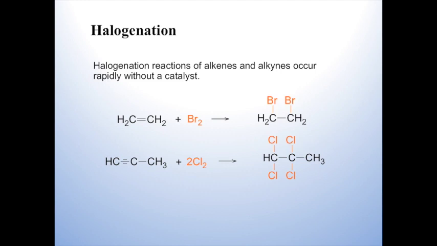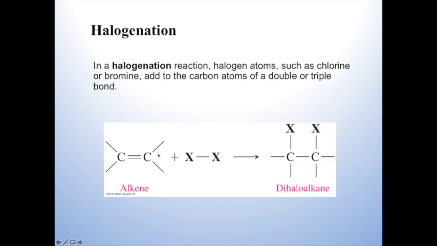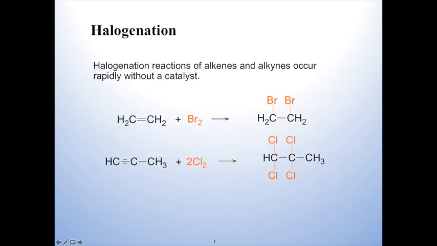And some examples are shown below. If you have ethene and you mix it with bromine molecules, the bromine molecules will add to the double bond and make dibromoethane. And if you have propyne and you add 2 chlorine molecules to it, the chlorine molecules will both add to each of the carbon atoms on either side of the triple bond and give you tetrachloropropane.